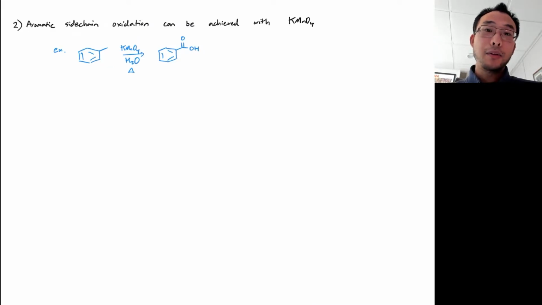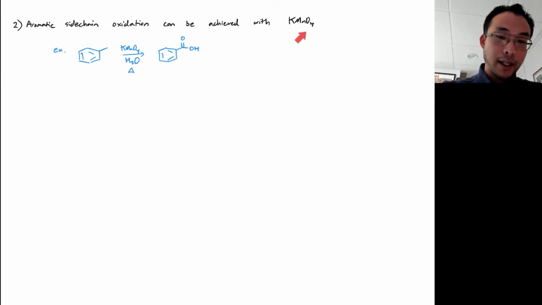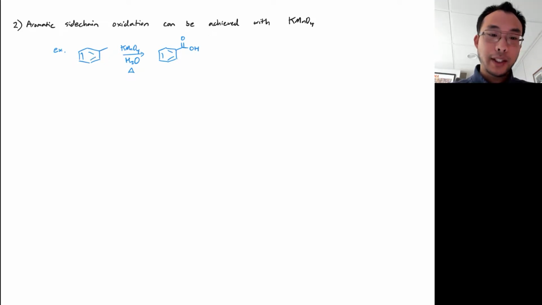A second valuable reaction is what's called a side chain oxidation, and this is achieved using potassium permanganate. This looks like so, where kind of any alkyl group directly attached to a benzene ring can just be oxidized fully. We're going to assume that we're applying a lot of heat to this reaction using potassium permanganate in water.